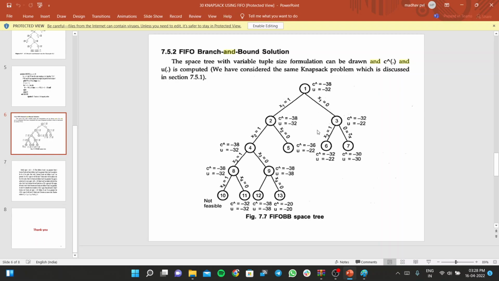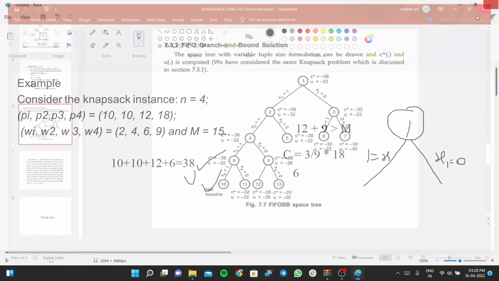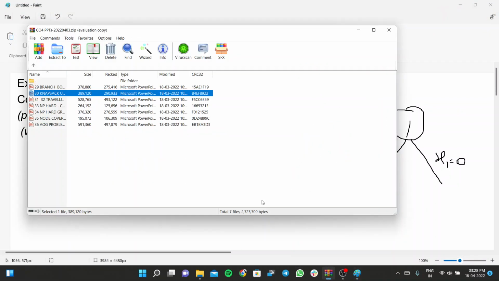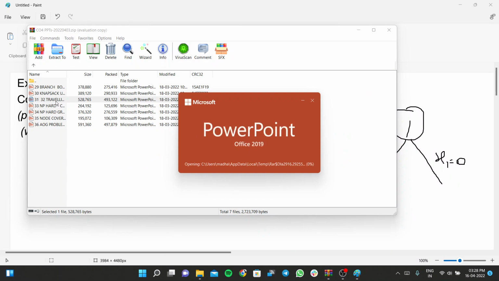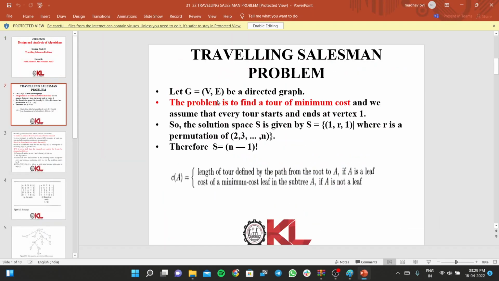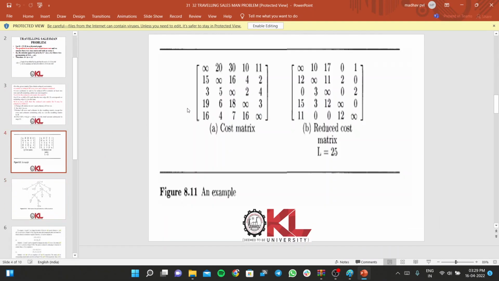In this way we are going to calculate this whole branch and bound with the help of this FIFO. I think this made some sense. Now let us get into the next one, that is the travelling salesman problem. I previously discussed the travelling salesman problem in CO3, and this is a bit different.